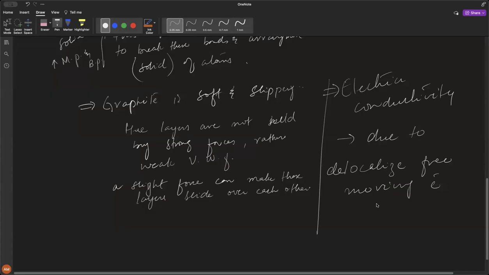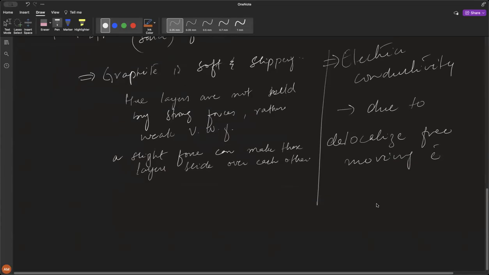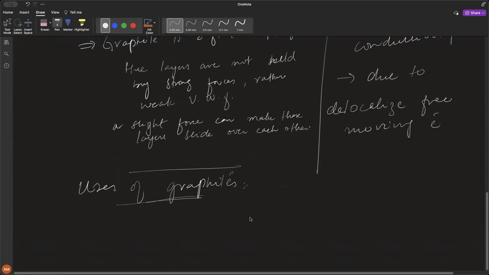We find graphite in many places due to its properties. Uses of graphite: many uses due to their properties.